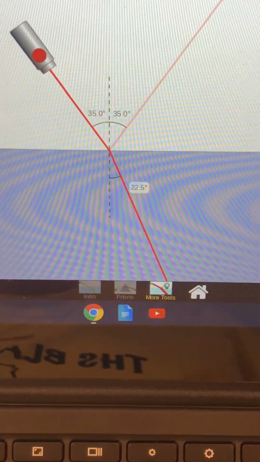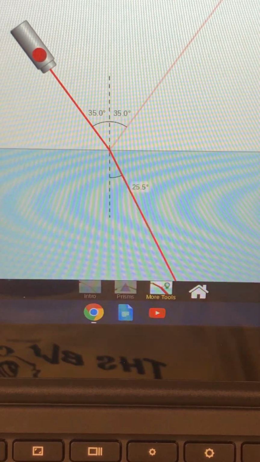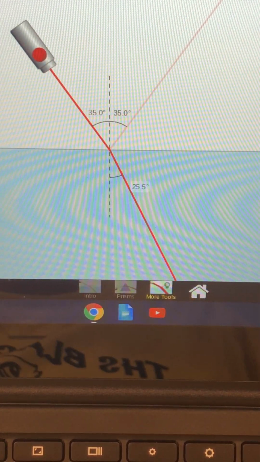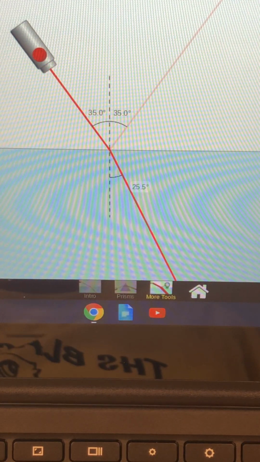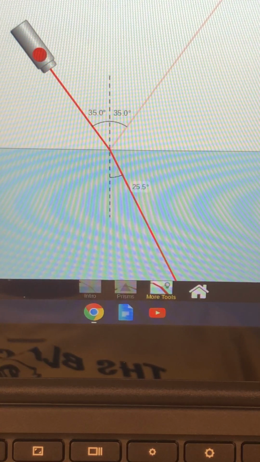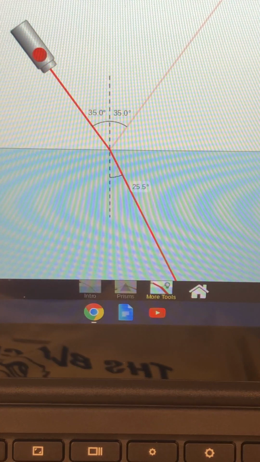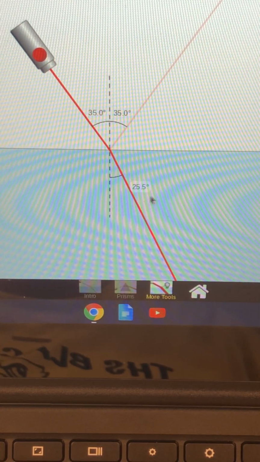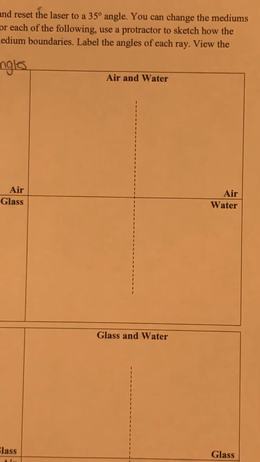When we change our bottom material from glass to water, we should notice some differences. The incoming angle of incidence is still 35 degrees. The outgoing angle of reflection is still 35 degrees, but our angle of refraction has changed. The angle has gotten larger to 25.5 degrees. Let's draw this on our paper using our protractor.